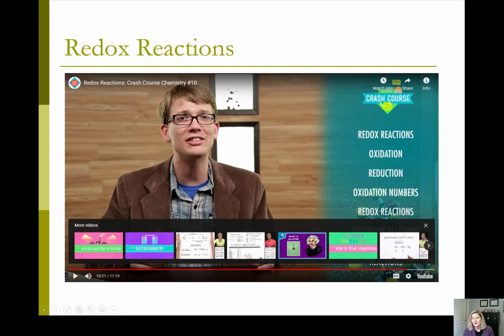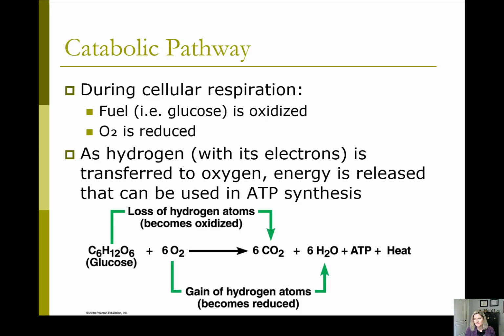So remember, he used the acronym OIL RIG. OIL, or oxidation is losing electrons, and then RIG, the R stands for reduction, and that is gaining electrons. So that might be helpful in understanding what a redox reaction is, which one's losing the electrons, which one's gaining the electrons. Okay, so let's bring this back to our cellular respiration equation.